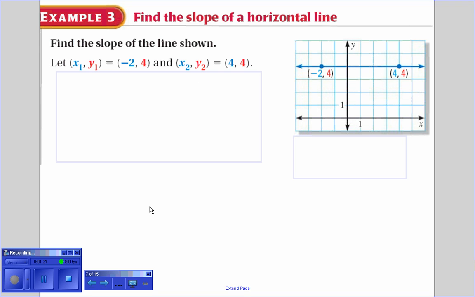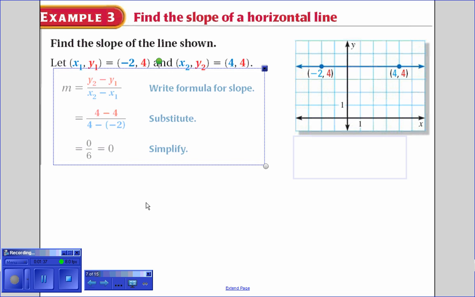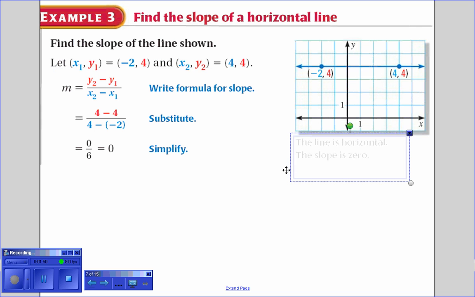This one's interesting. When we go to find the slope of this line, let's look for the vertical change. Well, both of the y values are 4. So that means the vertical change would be 4 minus 4, or 0. The horizontal change happens to be 6, although it really doesn't matter, because 0 over any number is going to simplify down to 0. This is a horizontal line, and the slope is 0.